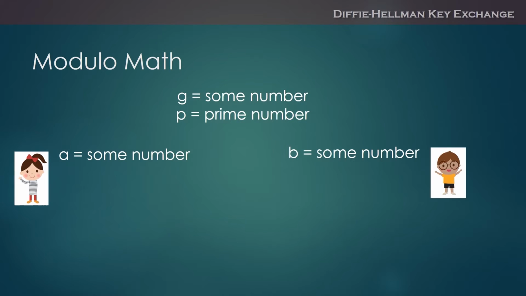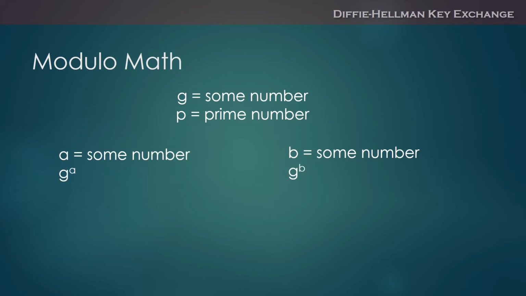So we have Alice on the left who chooses some number, lowercase a, and Bob chooses lowercase b. And they don't tell each other this number and they don't pass it across the unsecure channel. So now they take G and they use their secret number as an exponent. And then they do a modulo operation on it. So now they get another number, uppercase A and uppercase B.